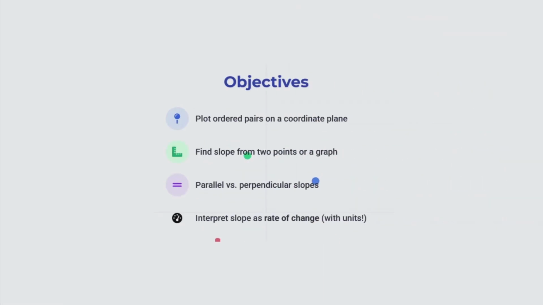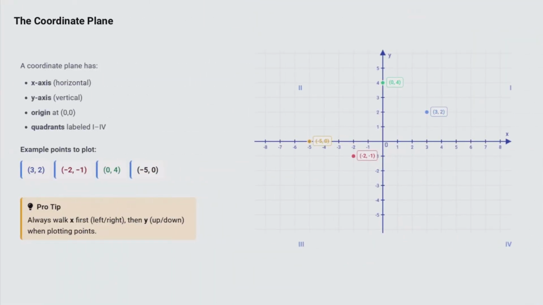Again, we have a couple of objectives. We are trying to plot ordered pairs on a coordinate plane, and I will talk about what a coordinate plane is. We are trying to find the slope from two points or a graph, and we will talk a little bit about parallel and perpendicular slopes, which we know intuitively, but we are going to show you in the plane. After that, we are going to interpret the slope as a rate of change with units and look at some real-world examples.